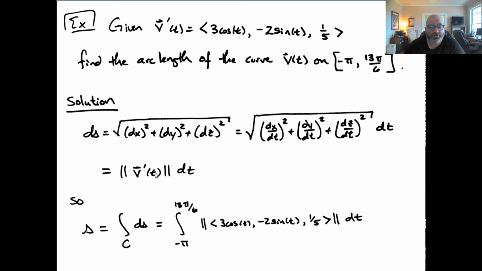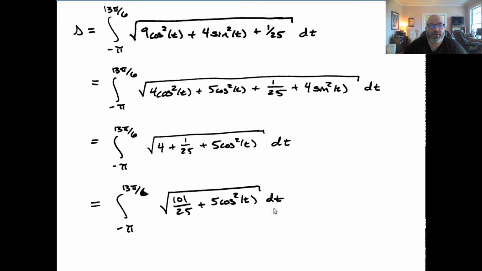And so what we want to do then is to find the arc length for that. Well, s is equal to the integral over our curve of ds, and doing this with respect to our parameterization becomes the integral from minus pi up to 13 pi over 6 of the length of v prime that we were given originally. If we plug everything in, we get the integral from negative pi up to 13 pi over 6 of the square root of 9 cosine squared plus 4 sine squared plus 1 over 25.